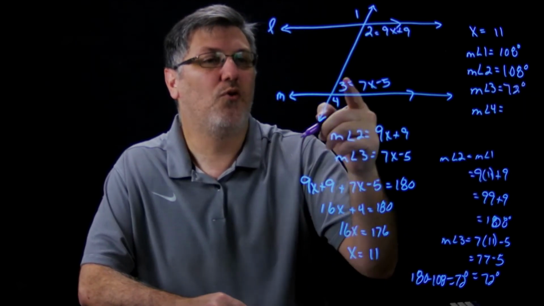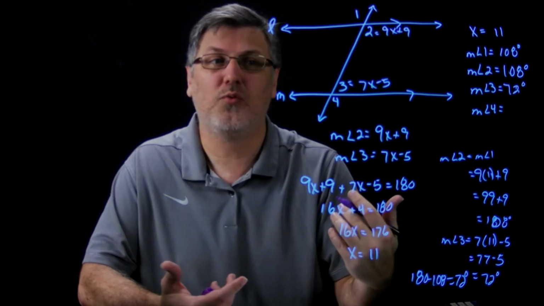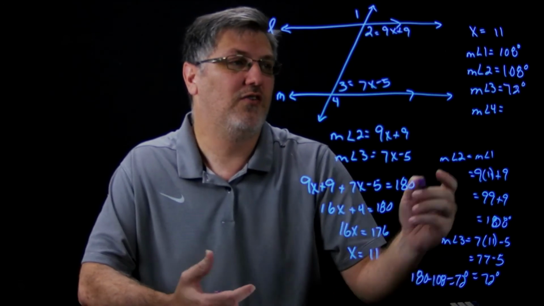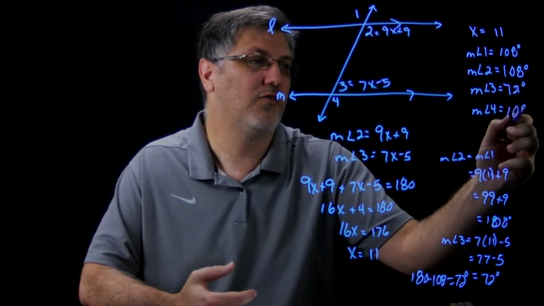Now, angle 4, these are linear combinations. They have to add up to 180. So if we know it's 72, this also is 108 degrees.